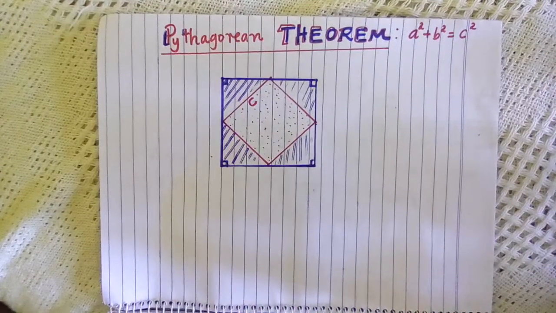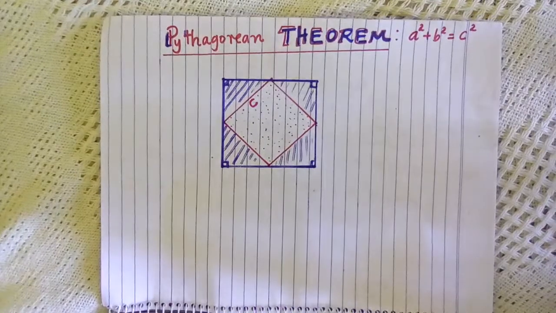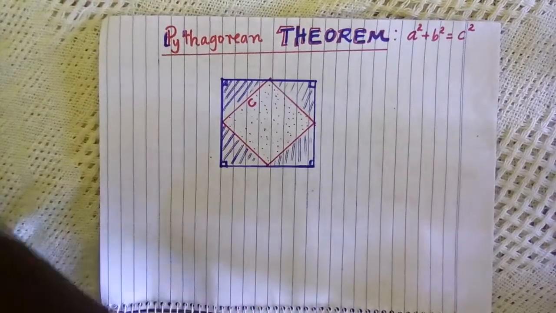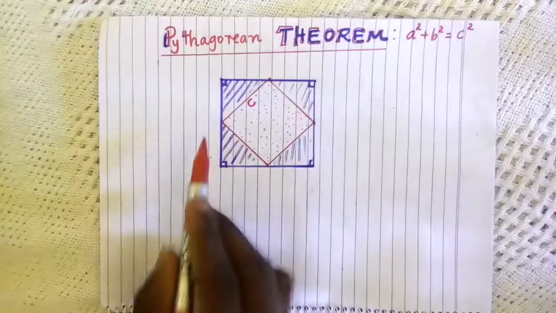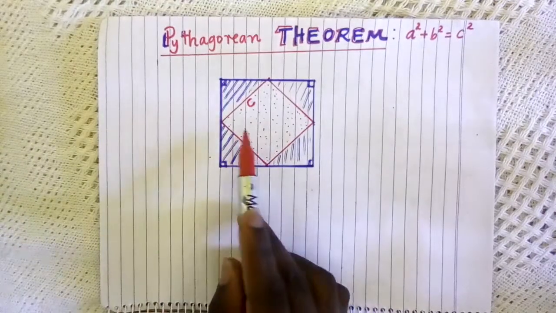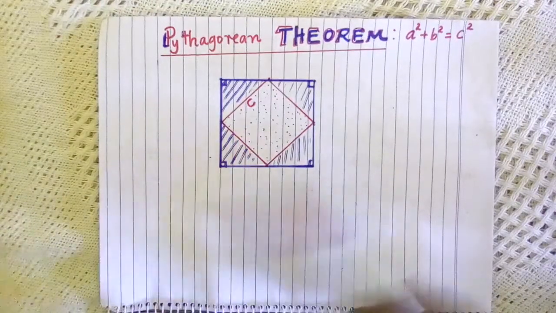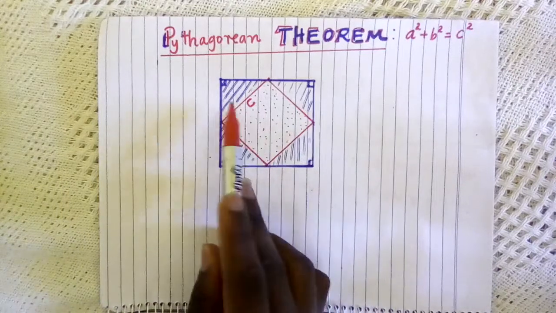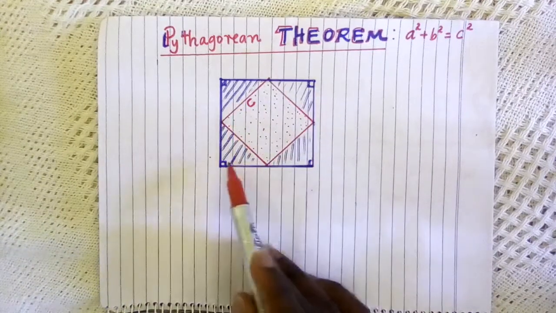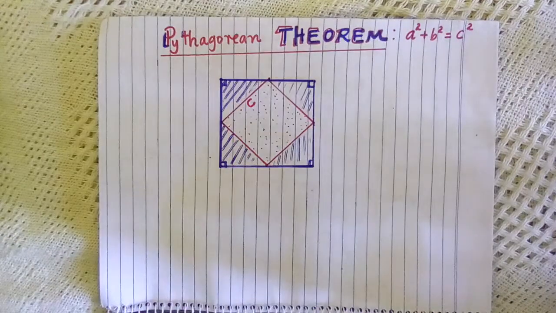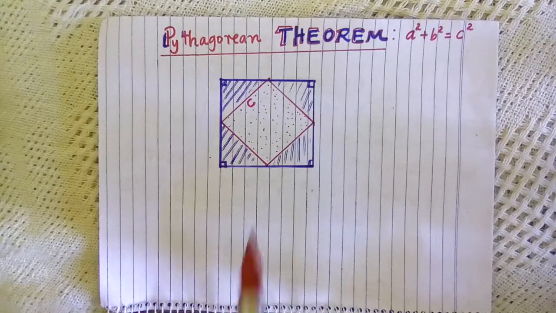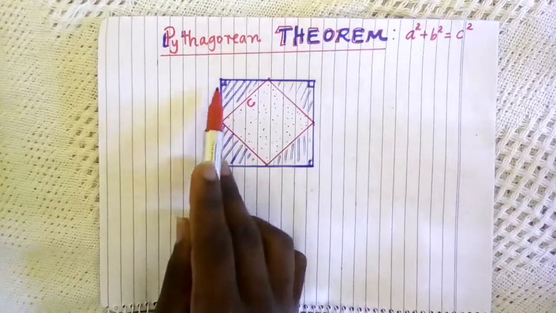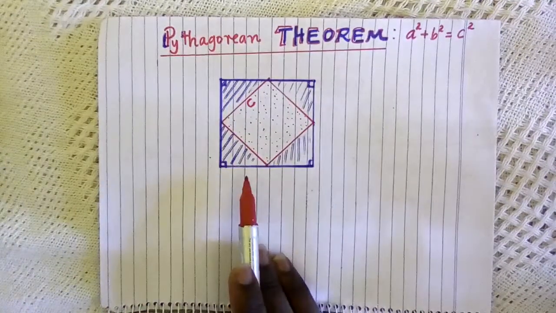So now let's dive into it. So basically we have a big square. We have the small square embedded in the big square, and we have four right angled triangles as seen there. And now let's name these edges of this square.